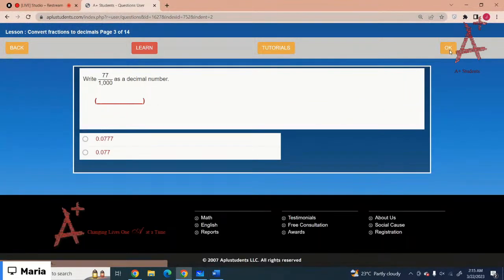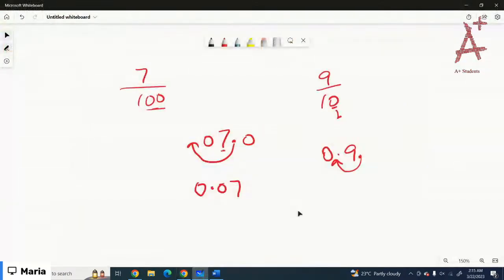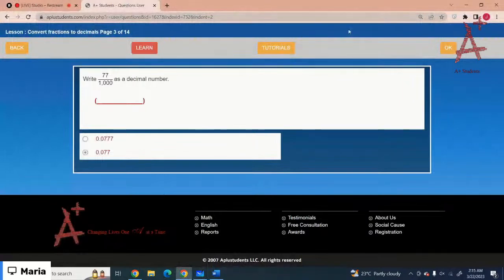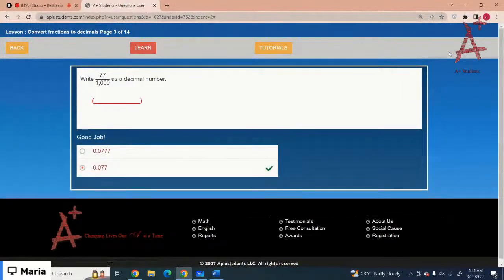Okay, the next one is 77 over 1000. So basically in 1000, you have three zeros in the denominator. Got it? 1, 2, 3. That means you need to move the decimal point three places left. So here is the decimal place. When you move three places left, it would be 1, 2, 3. So you need to move the decimal point from here to here. So it would be 0.077. Got it? No one is answering it. Everything okay? It would be 0.077. Got it?